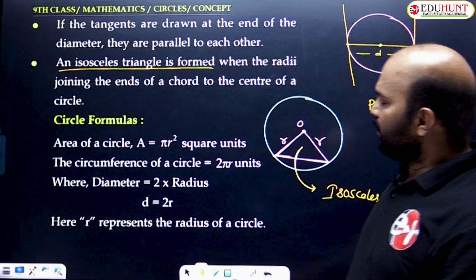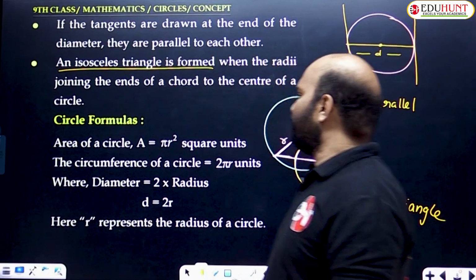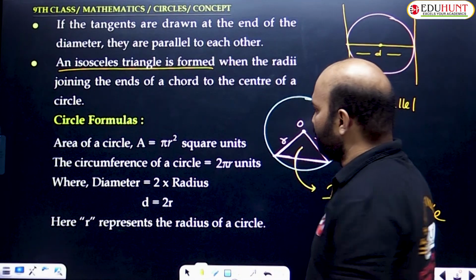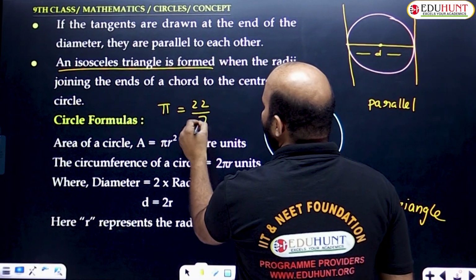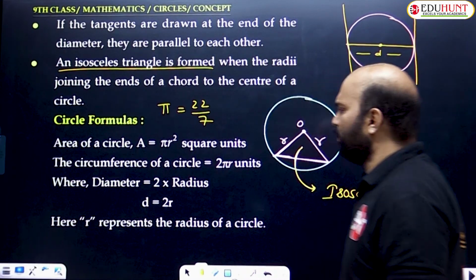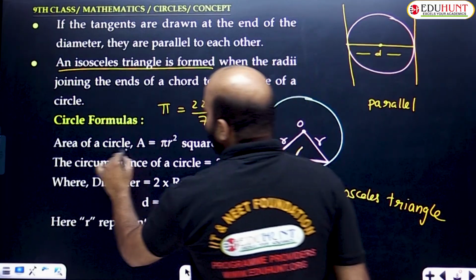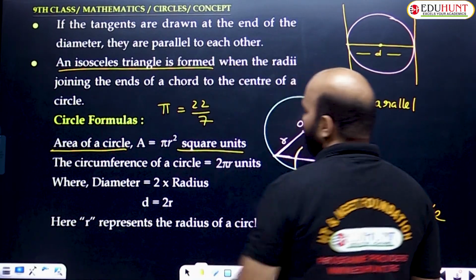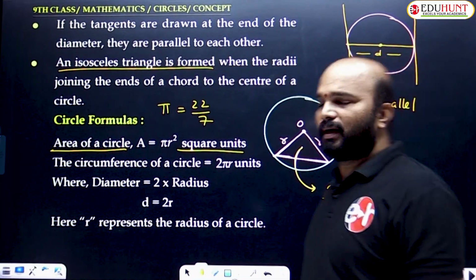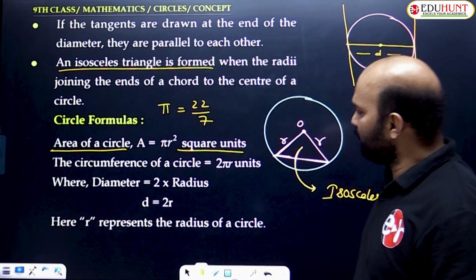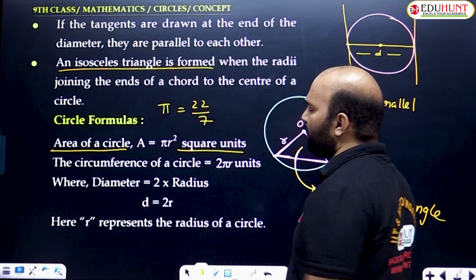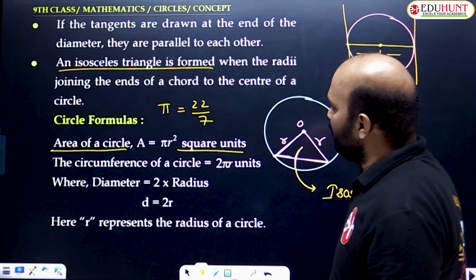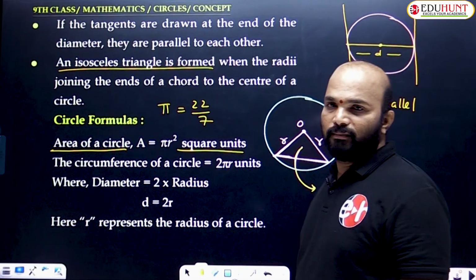Yes. Next one. What are the basic formulas of a circle? Area of the circle, A equals pi r square, where the value of pi is 22/7. R stands for the radius of the circle. Area is always calculated in square units. If the radius is given in centimeters, the area is obtained in square centimeters. When the radius is given in meters, the area is obtained in square meters.